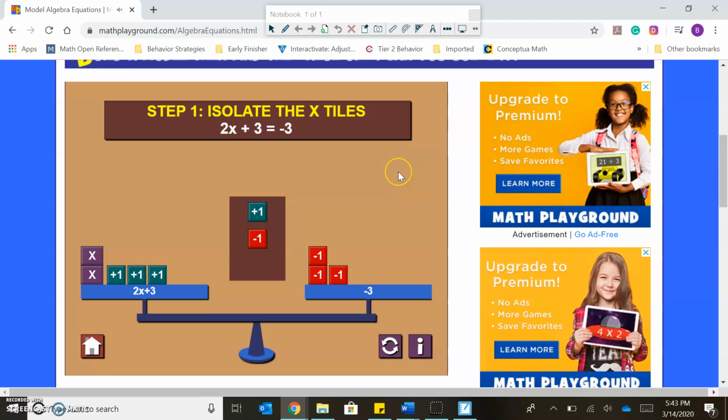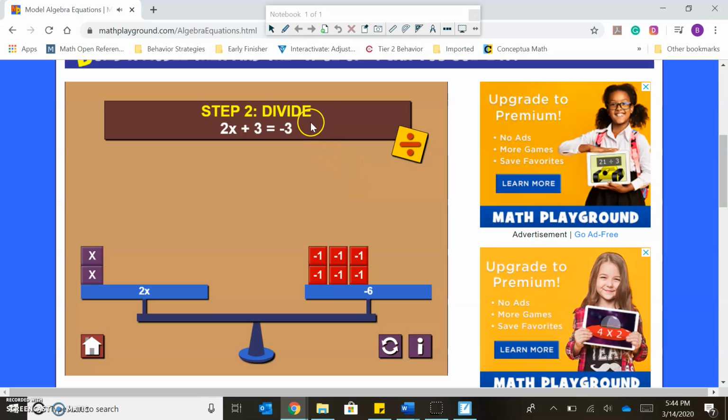Once you click the check, I want you to isolate the x tiles. When you isolate a variable, you have to get it by itself on one side. Our variable is on the left side. So we need to try to get it by itself by taking away all of our positive ones. To take away a positive 1, you need to add a negative 1. Notice I'm adding 3 negative 1s to take away the 3 positive 1s.